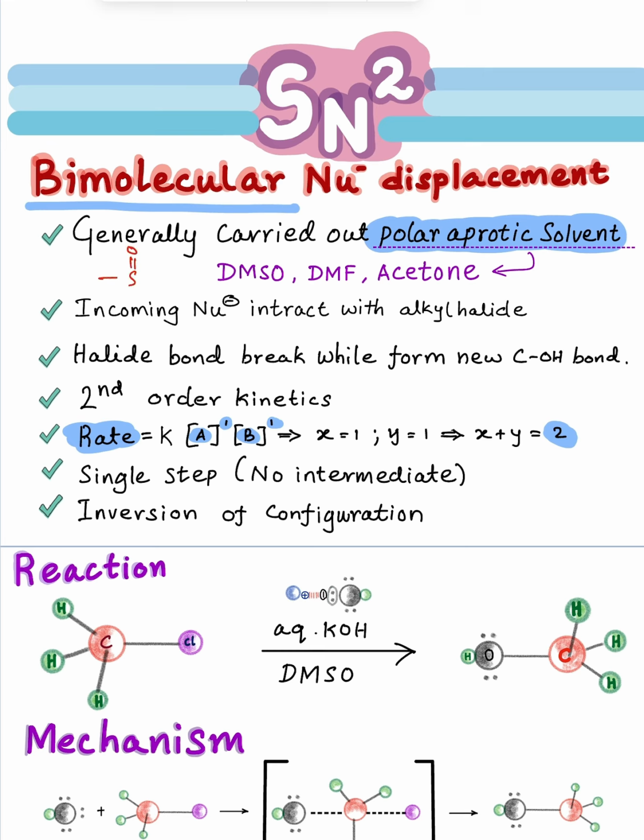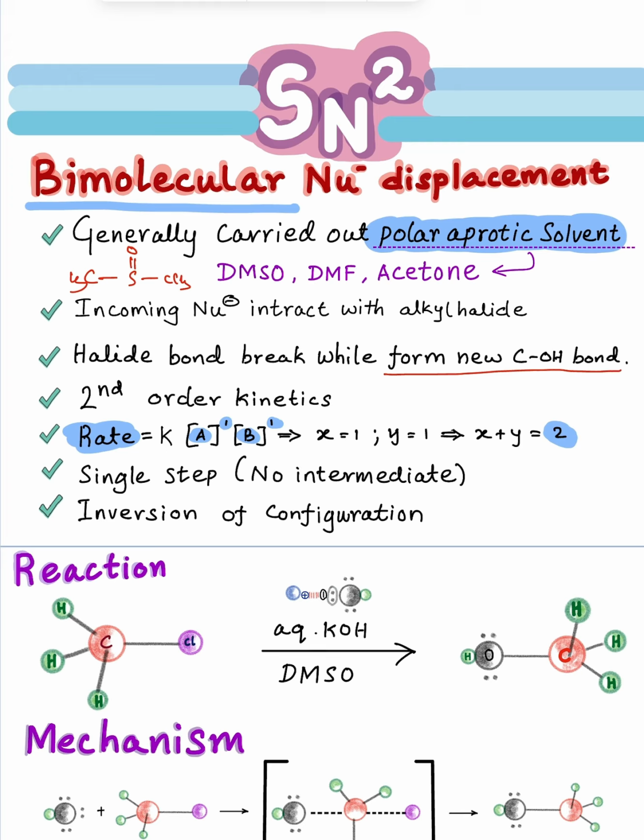S double bond O with methyl groups. And what about DMF? It's dimethylformamide, and also acetone. So these are all examples of polar aprotic solvents. So in a given reaction, when it is carried out in a polar aprotic solvent, it is an SN2 reaction. Now the incoming nucleophile interacts with the alkyl halide. So bond formation takes place while the carbon-halide bond breaks, forming a new carbon and hydroxyl bond.